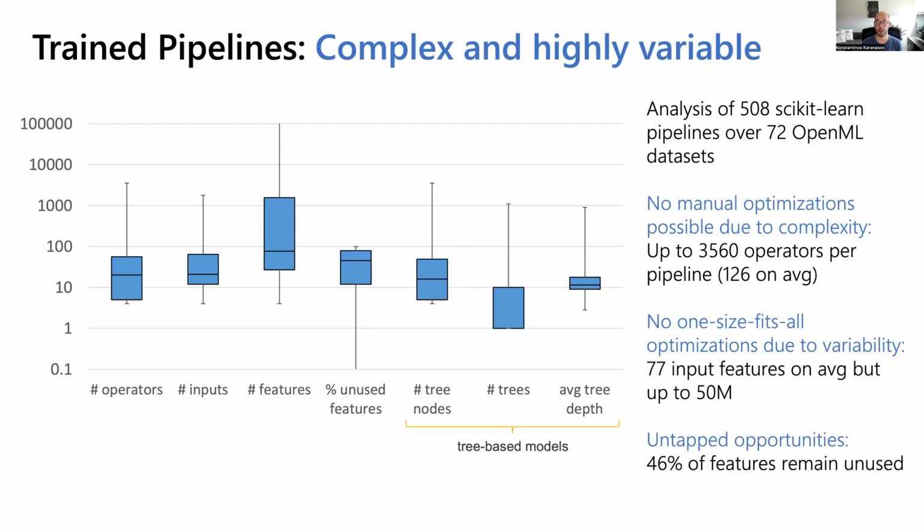For example, we saw that almost half of the features that are used in these models remain unused during inference. And this is because of the way training happens, as we identify more in our paper.